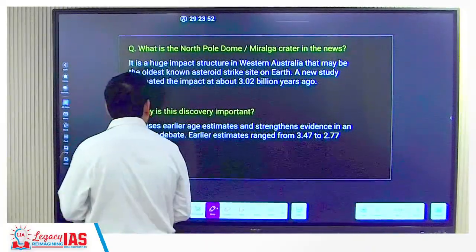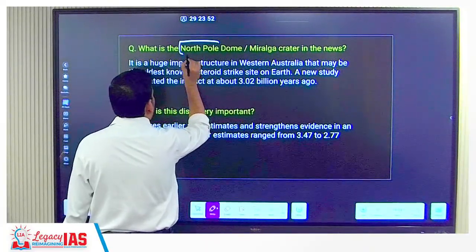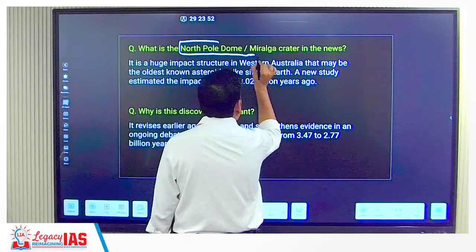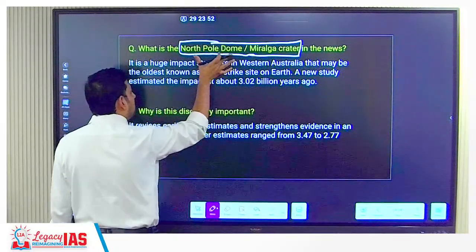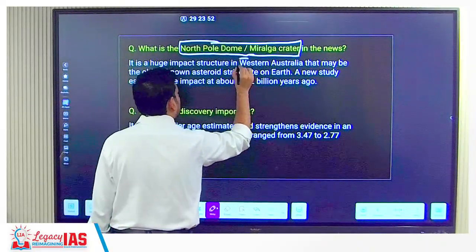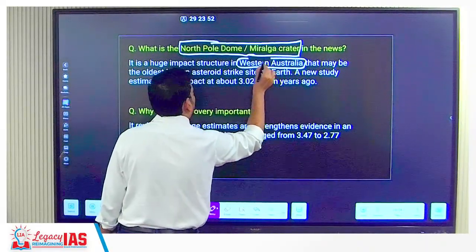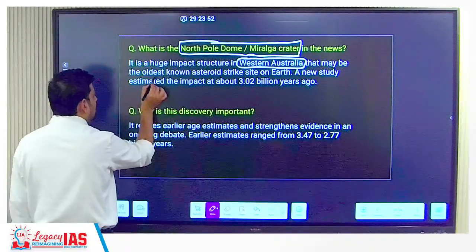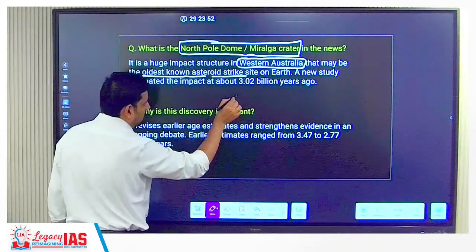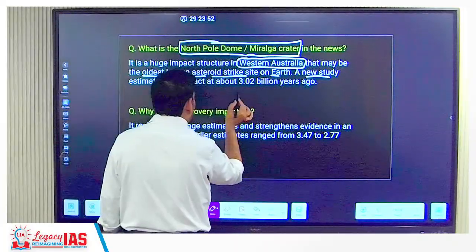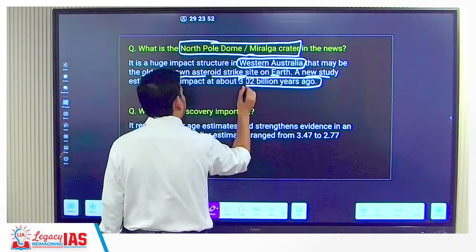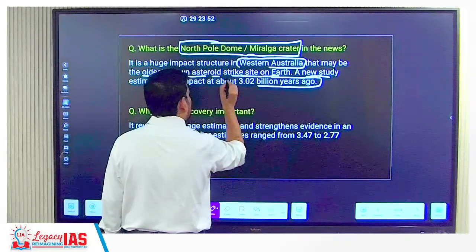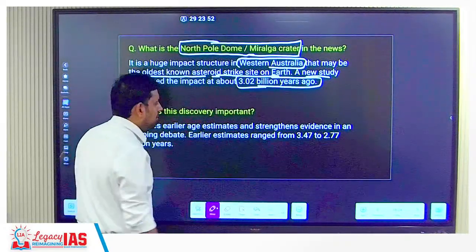So first is this North Pole Dome or Miralga crater. Now, first of all, this is not Pole Dome, don't get confused. This is in Western Australia. This is one of the oldest known asteroid strike sites on Earth, and a new study says it is around 3 billion years old. Only this much is what you need to know from here.